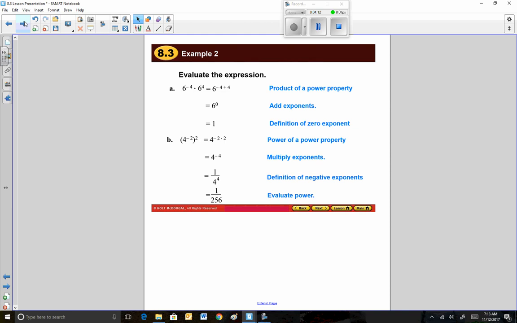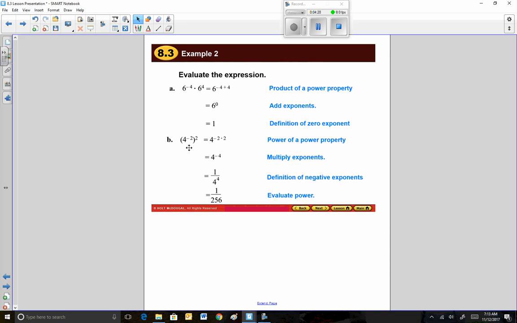All right. Here's some more work with negative exponents. We have the same base here, and technically we're multiplying, so we should go ahead and add our exponents. Negative 4 plus 4, well, that's 0. 6 to the 0 power, anything to the 0 power is 1.